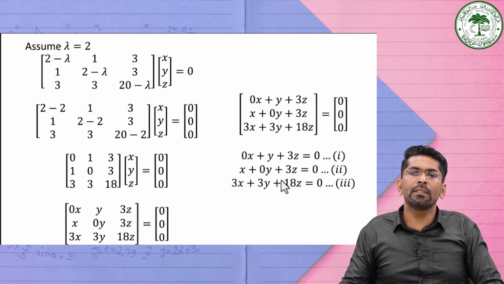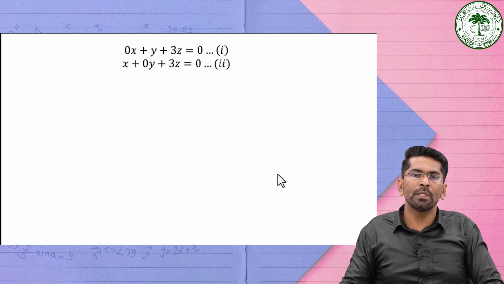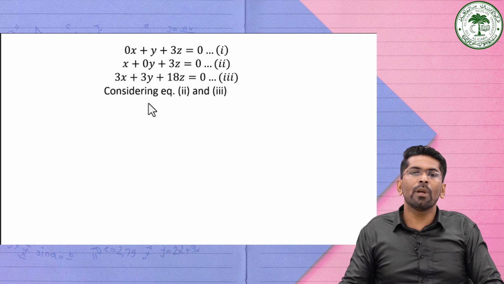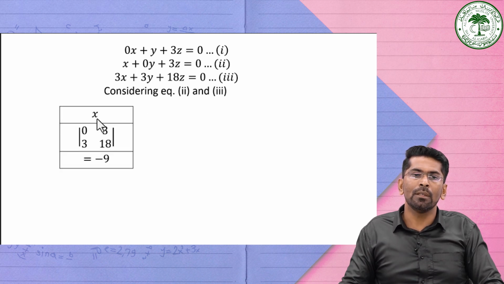So by using these three equations, I am writing these three equations separately. Now we are going to consider equation number 2 and 3 here, and we are going to make a table. So considering the variable x, I am going to cross the coefficients of x, considering the y and z here. So the coefficient of y I am writing here is 0, z is equal to 3, y is equal to 3 and z is equal to 18, and going to find the determinant value.